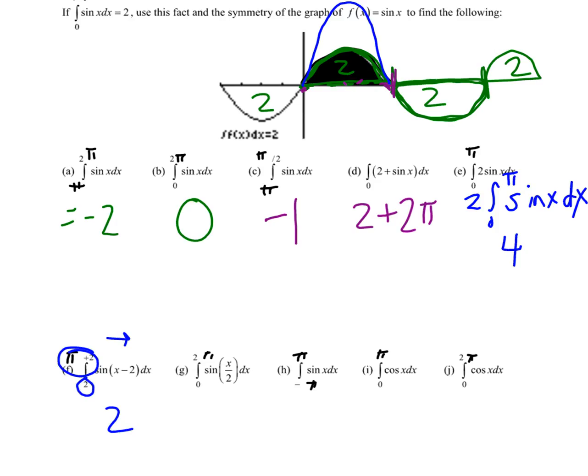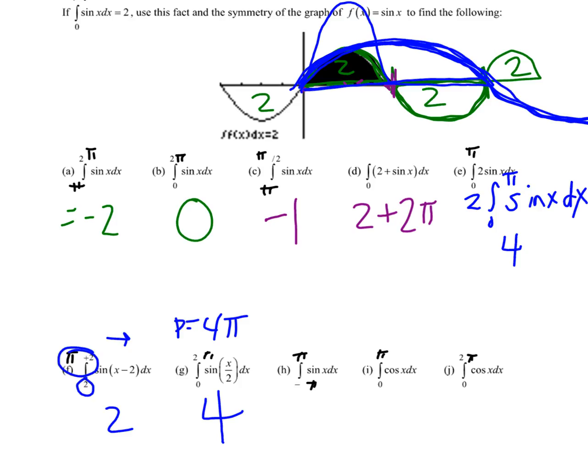Okay, this one, sine of x over 2. Well, that changes our period. So that makes the period 4 pi. So what this does is it kind of stretches out our function. Okay, stretches it out way more. And we're only going 0 to 2 pi, so we want this big piece. Okay, so that is also going to double our area.